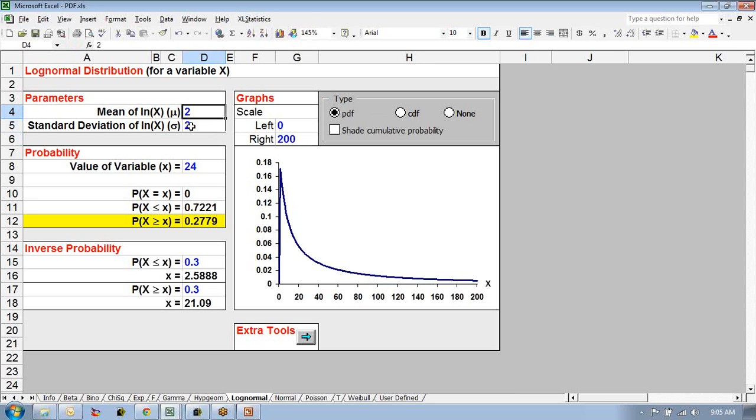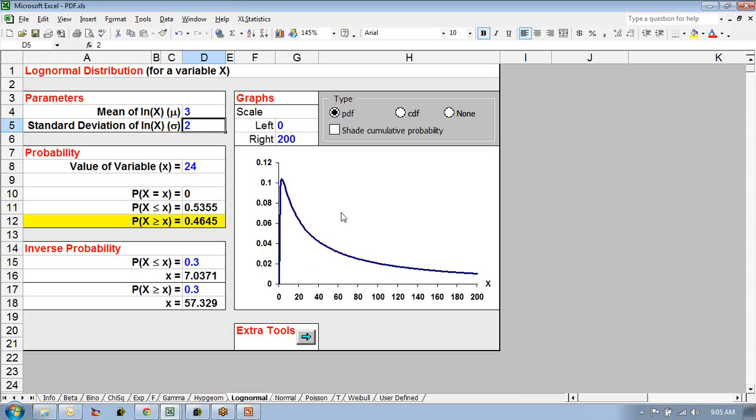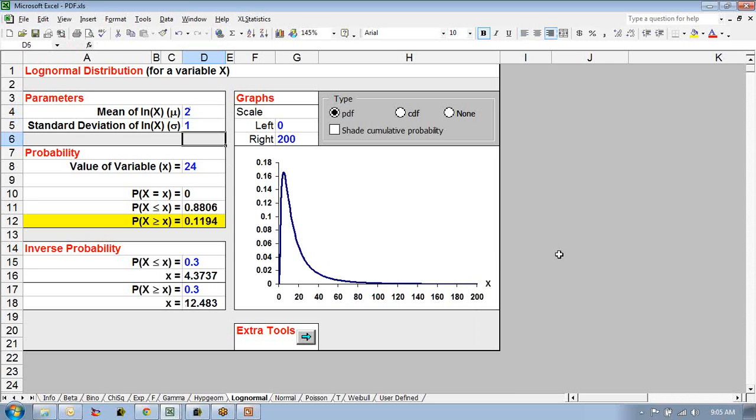That's a 1. That's a 2. It changes the spread, you see. Okay. So it's still pretty inflexible. It's always a very skewed distribution. And that's what that looks like.